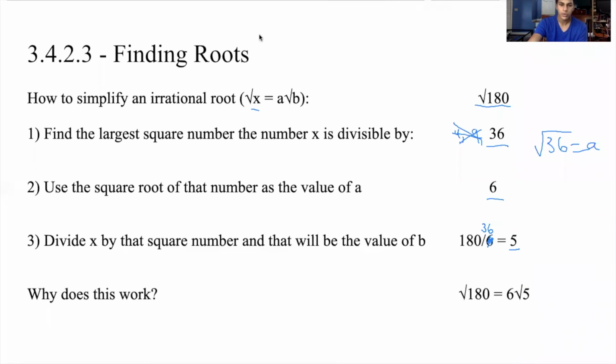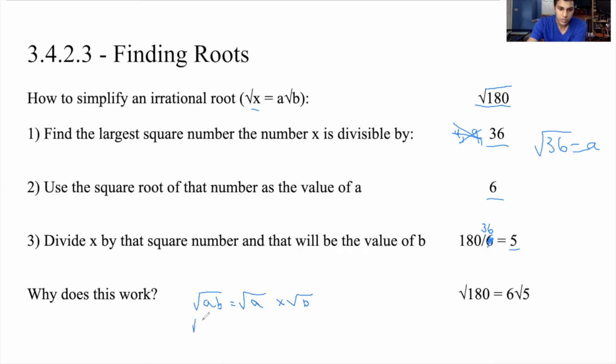All right, so now we're going to go over why this works, where you find the largest square number x is divisible by. The square root of that number is a, and if you divide x by that square number, it's b. So we're going to talk about why this works. Remember that rule, where the square root of a times b is also equal to the square root of a times the square root of b. The reason this rule helps explain why this simplification works is that we can simplify the square root of 180 into the square root of a square number multiplied by the square root of another number. So let me show you what I mean.